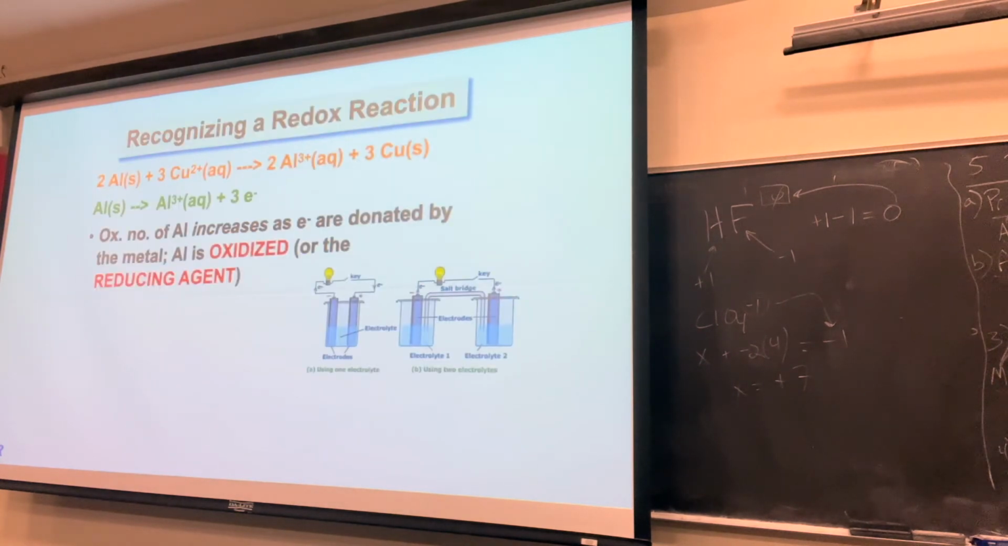Okay, so here's a reaction: aluminum and 3 coppers, 2 pluses, making 2 aluminum 3 pluses and 3 coppers. The question is, in this kind of reaction, what's happening? First of all, notice how we have aluminum as an element going to aluminum as an ion, and copper as an ion going to copper as an element. If you see ions going to elements or elements going to ions, bam, you've got a redox reaction, because none of these other 4 will do that.